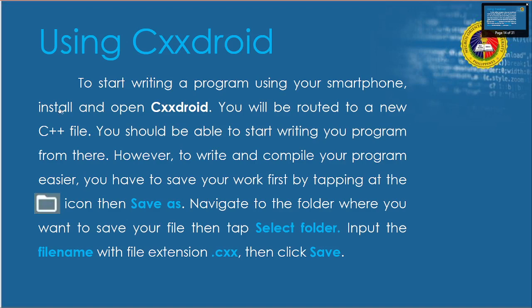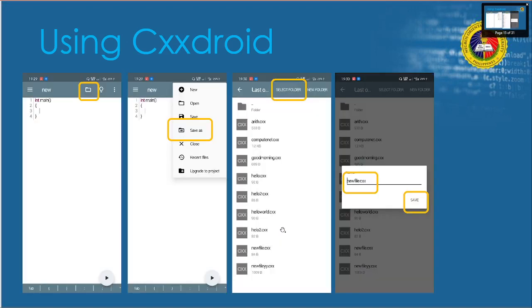To start writing a program using your smartphone, install and open CXX Droid. You will be routed to a new CX or C++ file. You should be able to start writing your program from there. However, to write and compile your program easier, you have to save your work first by tapping the folder icon, and then save as. Navigate to the folder where you want to save your file, then tap select folder, input the file name with extension .txt, and then click save. Alright, so here are the instructions or screenshots of how to do it, but of course, we'll try to do it ourselves right now.